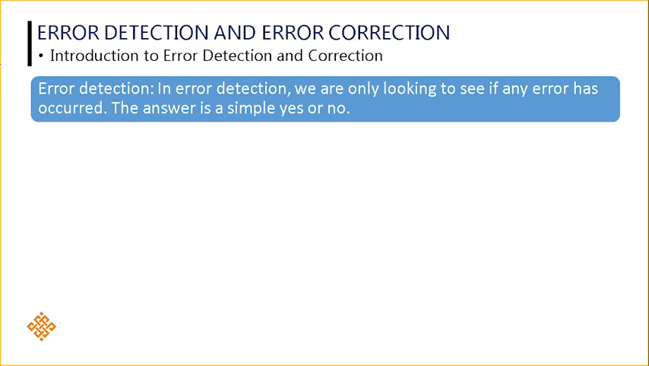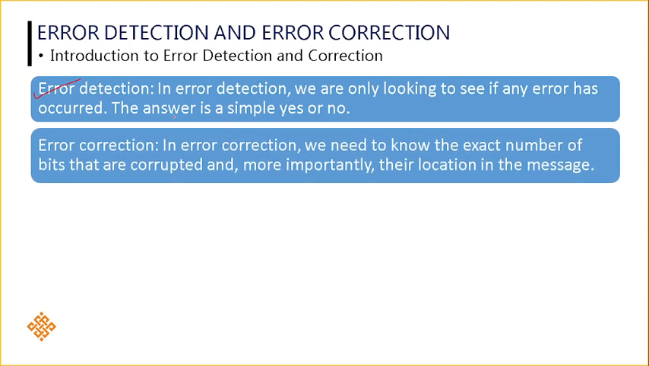So first let us see the definition of error detection. In error detection, we are just checking for errors, whether one has happened or not. So how many bits are changed and which positions they are in, like that we are just checking whether an error has occurred or not. However, we are not going to correct any errors. So the answer is simply yes or no, whether the error has occurred or not.